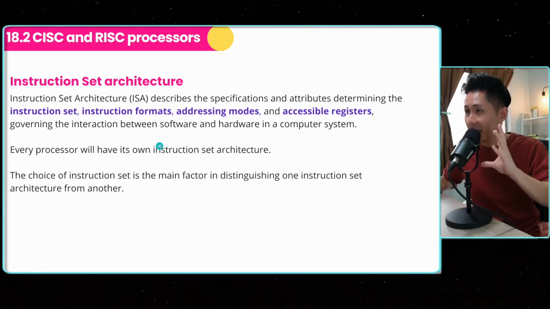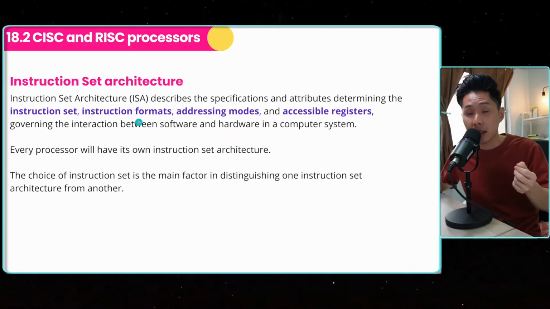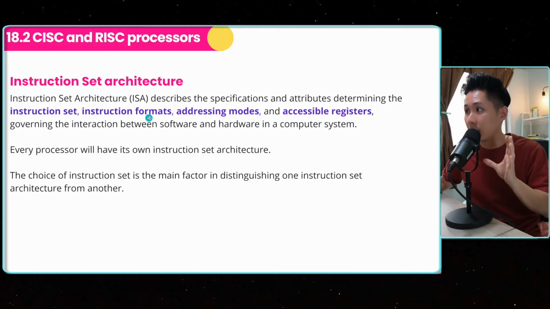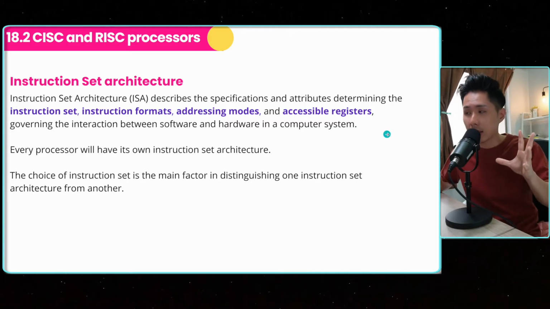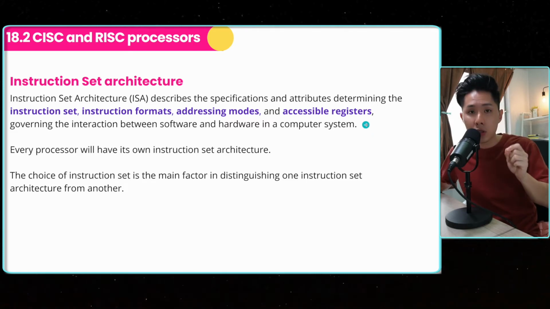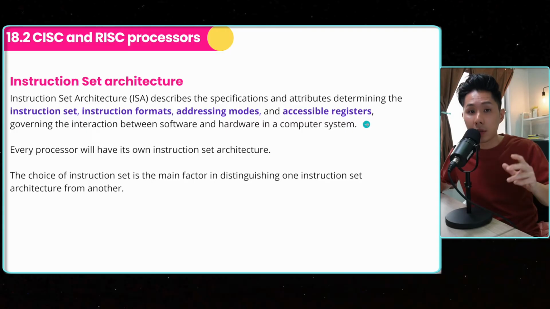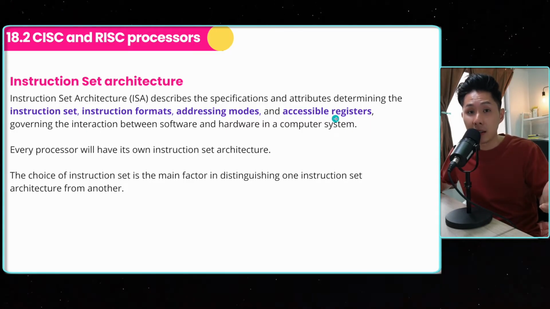Now, the second thing we want to talk about in this video is the instruction set architecture. This describes the specification and attributes determining the instruction set, the format, addressing mode, and accessible registers, governing the interaction between software and hardware in a computer system. So think of this architecture as how the instructions are being made. Is it a very long instruction, or is it a shorter one but simple? That's the difference between CISC and RISC afterwards.